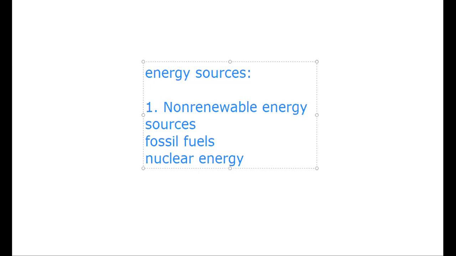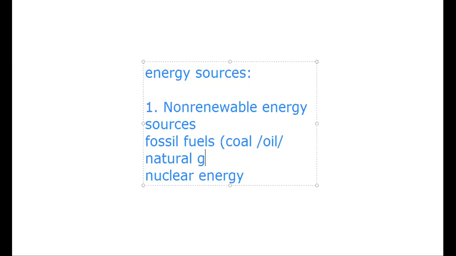Okay, non-renewable energy sources include fossil fuels, which include coal, oil or petroleum, and natural gas. Nuclear energy is the energy that depends on the particles of the matter, the nucleus of the atom. And we say that the most common nuclear fuel is uranium, okay?